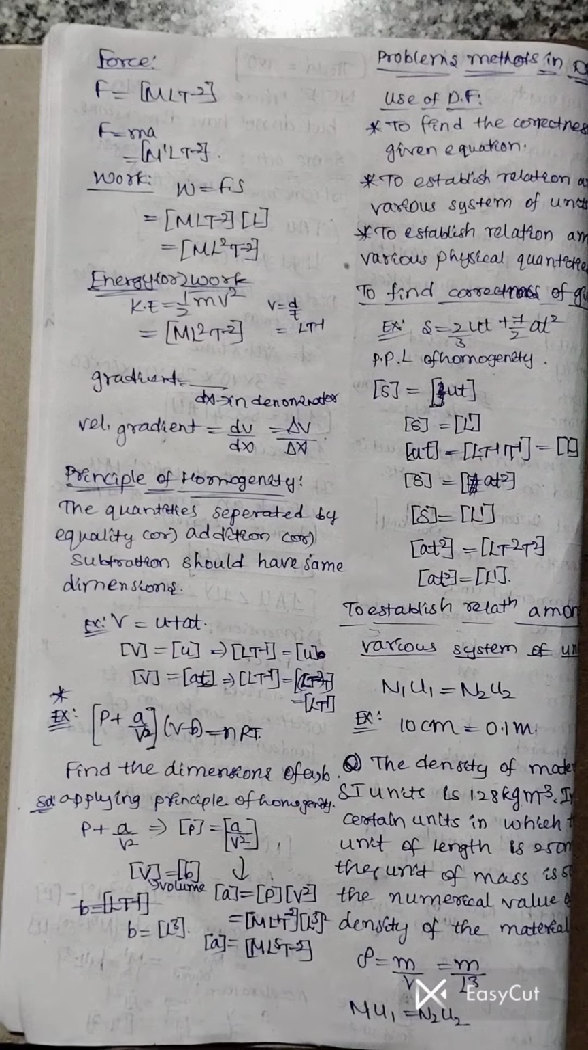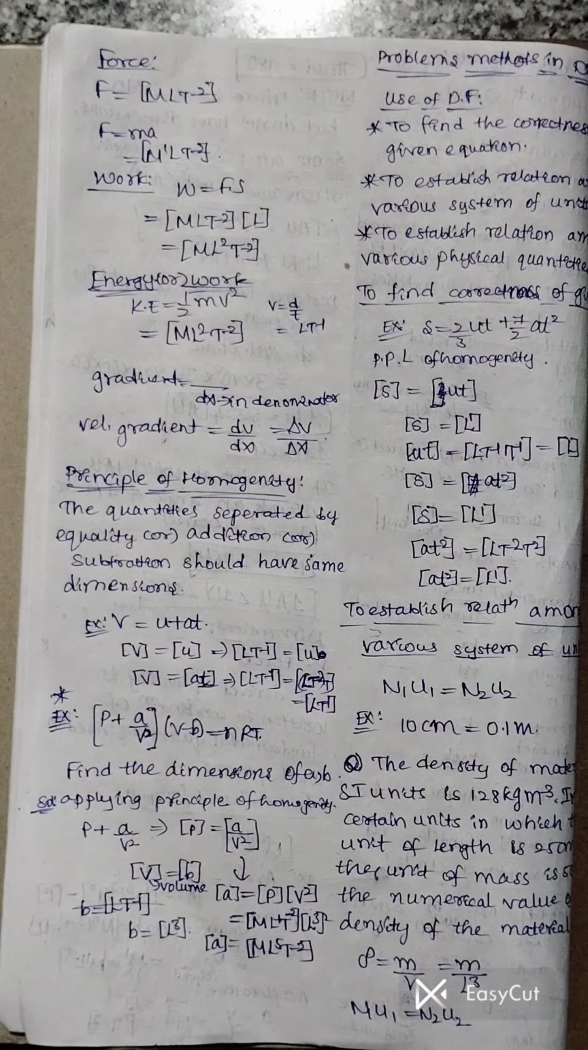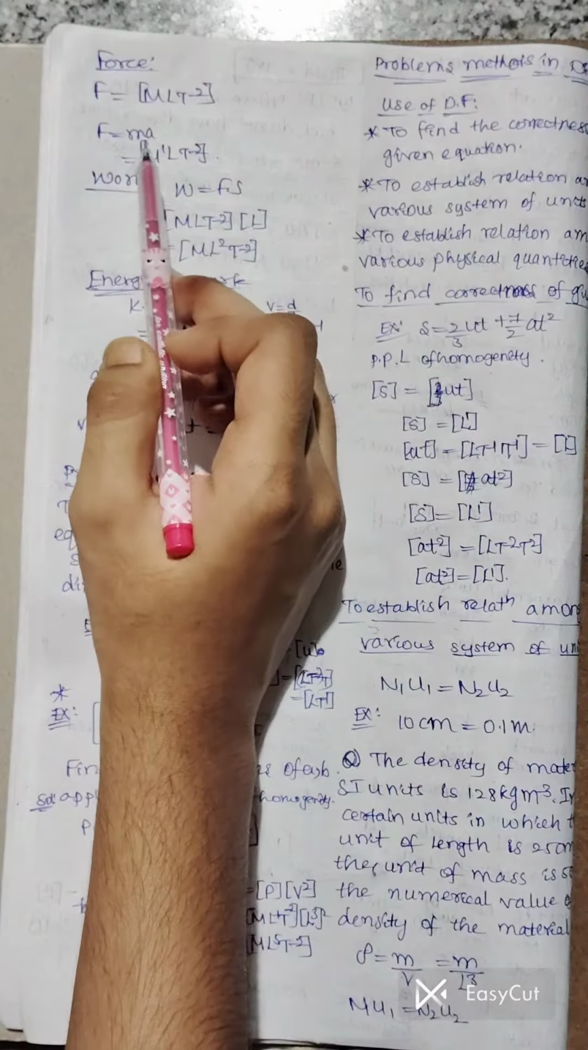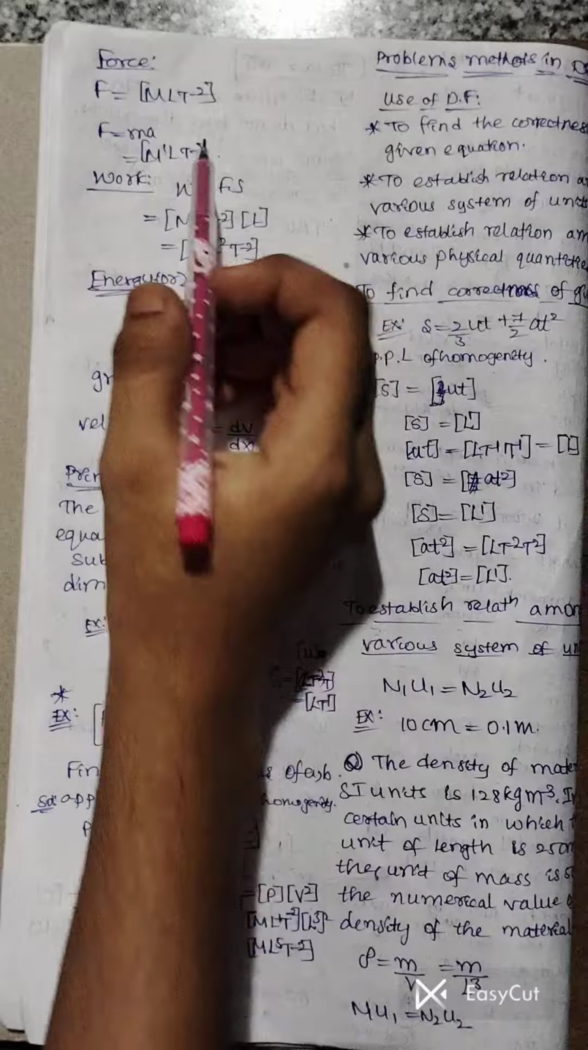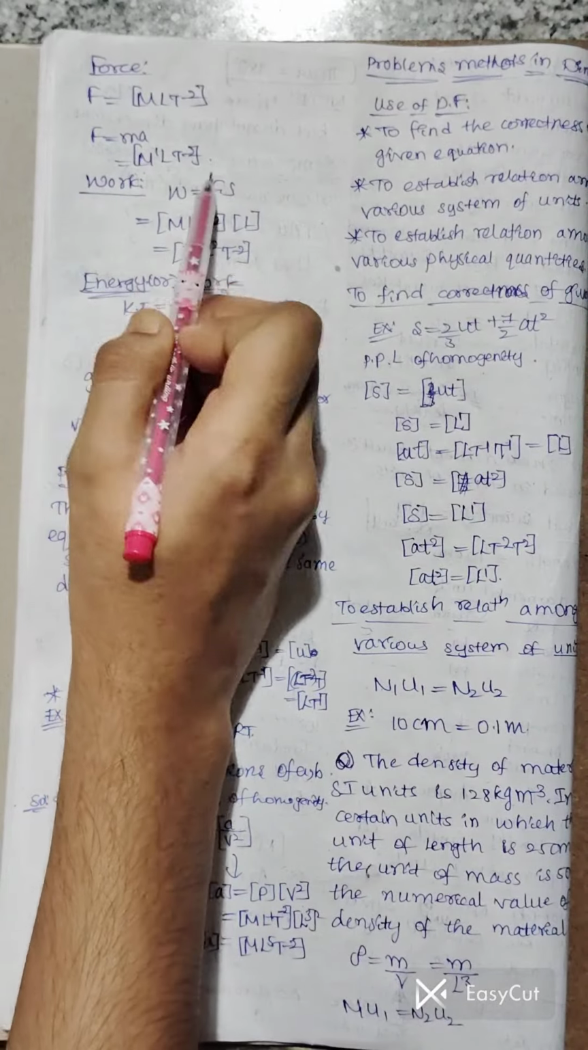And now coming to force. We know that force is equal to mass into acceleration. For mass, we write M, and for acceleration it is LT power minus 2. So the dimensional formula for force will become M power 1 L T power minus 2.